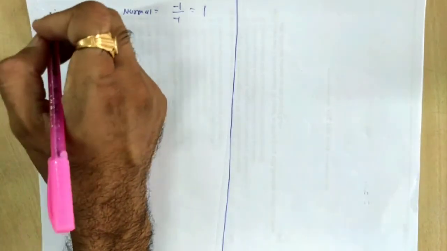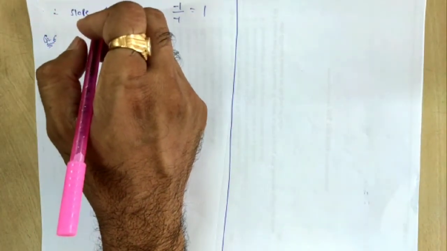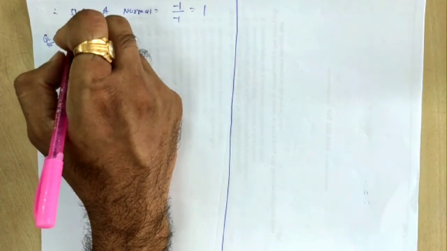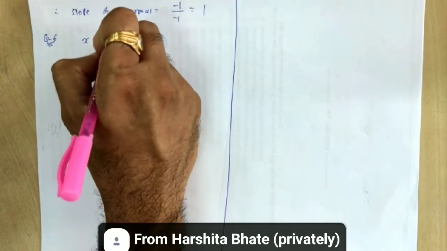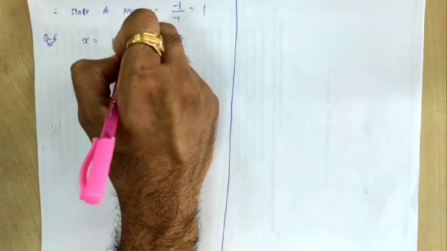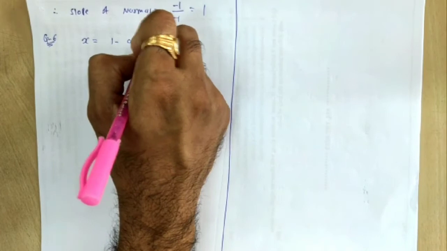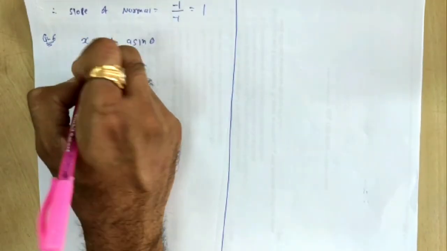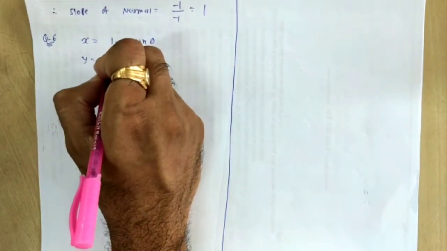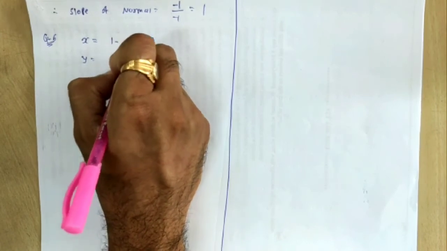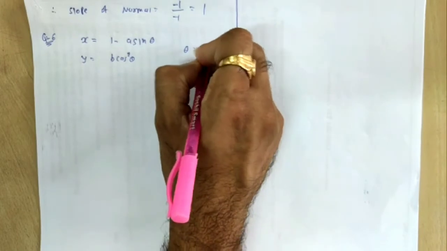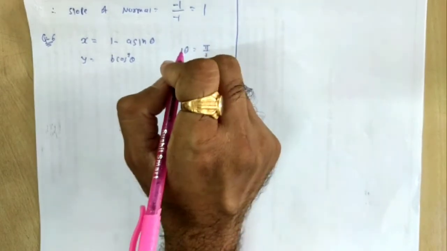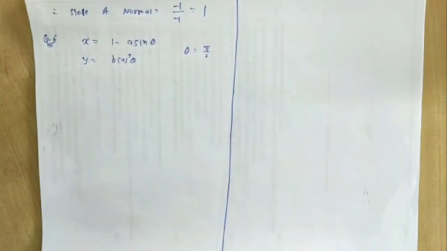Find the slope of normal to a curve at x equal to 1 minus a sin theta and y equal to b cos square theta at theta equal to pi by 2. We have to find the slope of normal. X equal to 1 minus a sin theta.